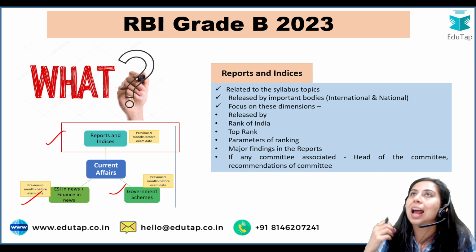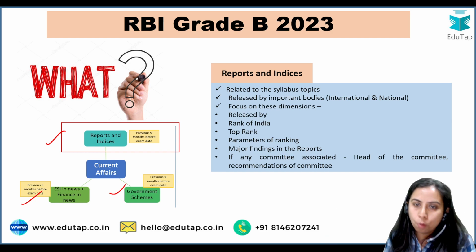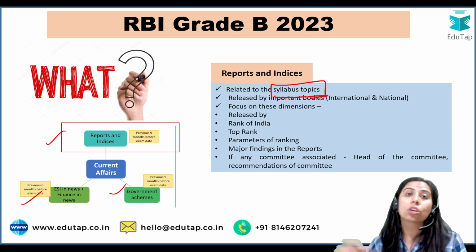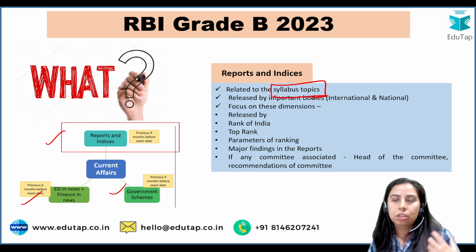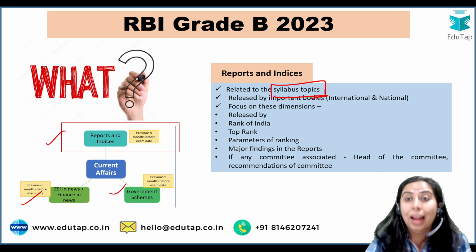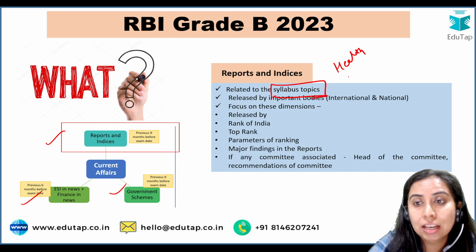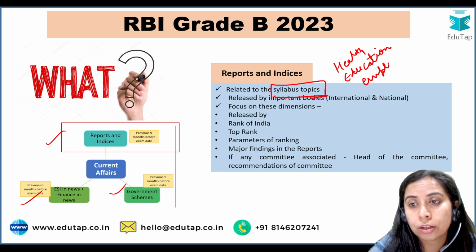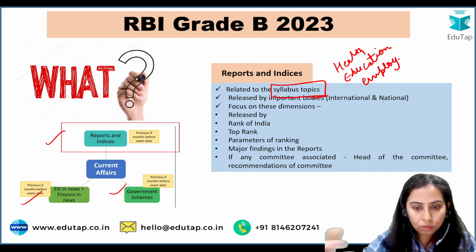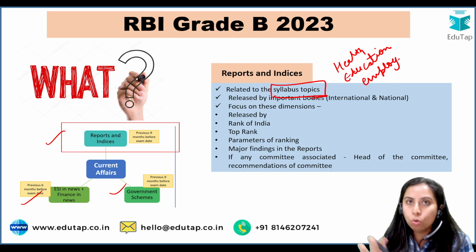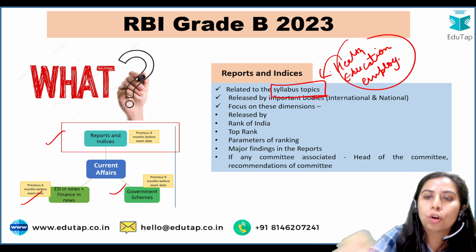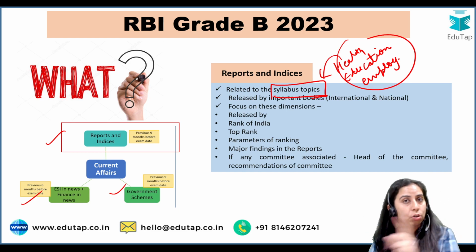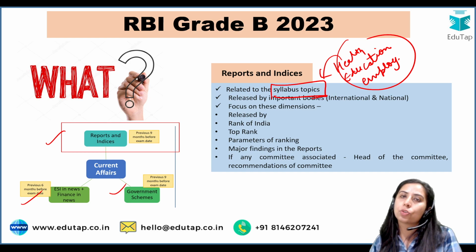So guys, reports and indices by the important bodies which are related to the syllabus topics. So that's why it's important that you cover your static part first. See, I know that the syllabus topics are related to health. There are topics in your syllabus like health, education. Then there is poverty alleviation. Then there is employment generation, skill development, right? Gender issues. So all those things are relevant for your reports also. So you should be able to map any report with your syllabus topics. If it does not map with your syllabus topic, that means it's not relevant for you.